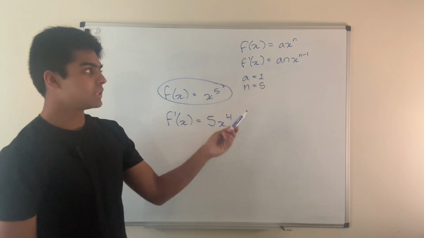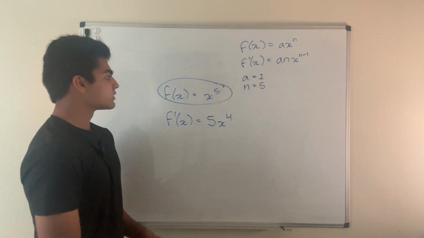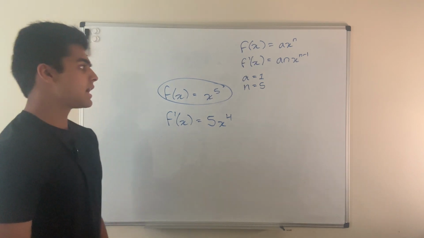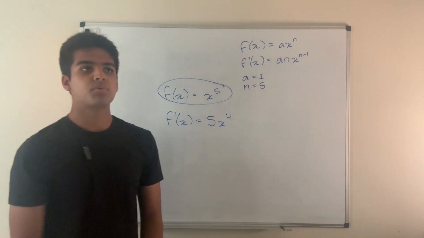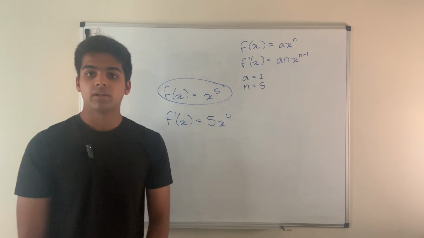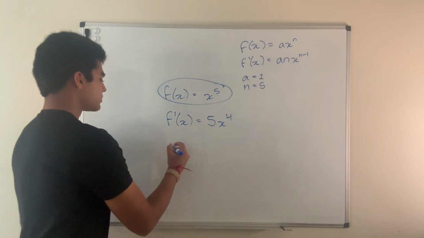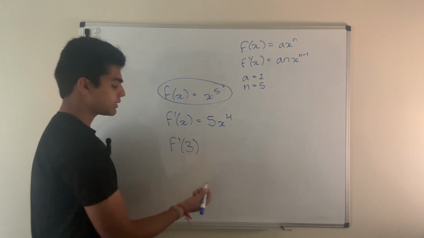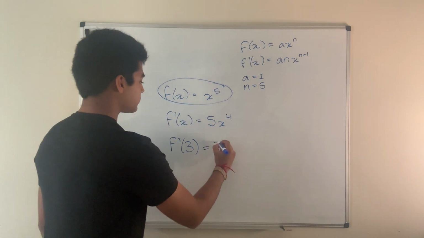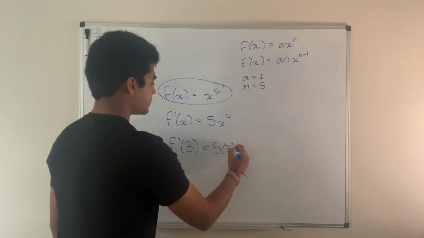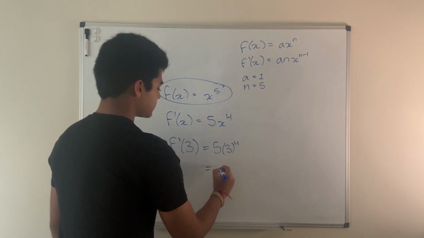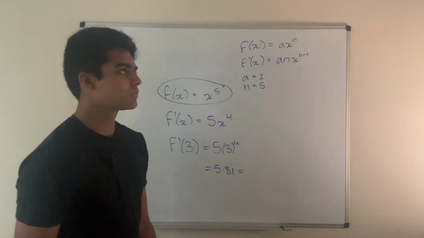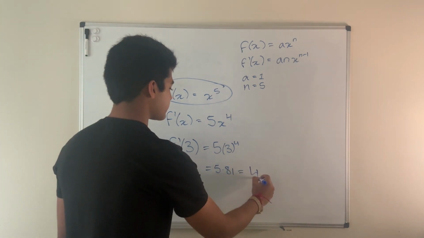And look how easy the power rule made that. So if we wanted to find the derivative of x to the fifth at, suppose, the point 3, when x equals 3, then we'll have f prime of 3 equals 5 times 3 to the fourth, which is 5 times 81, which is, I think, 405.